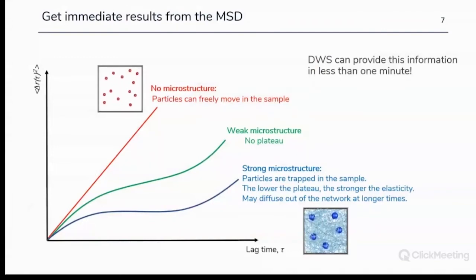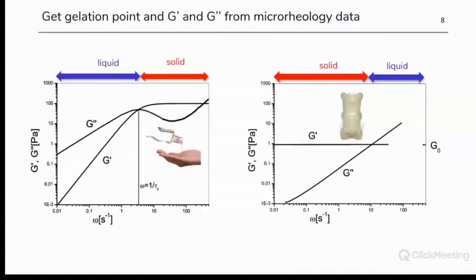Let's see instead what more quantitative information we can gather if we know the size of these tracer particles. Indeed, what we can obtain is the storage and loss moduli as a function of the frequency of oscillation. What are the storage and loss moduli? They are a measure of the stress that develops in the sample due to either a deformation, the storage modulus, or the rate of deformation, which is the flow, for the loss modulus.